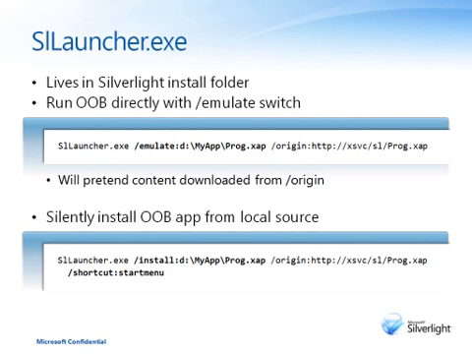This feature lets you install a Zap from local media, such as CD-ROM or the local hard drive. So, as with the /emulate switch, once again we pass an origin URL, so Silverlight knows what address to offer if code asks where the Zap was originally downloaded from.